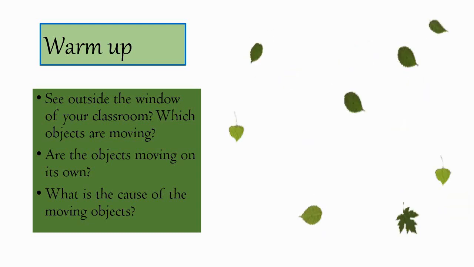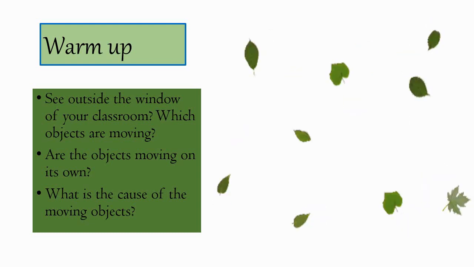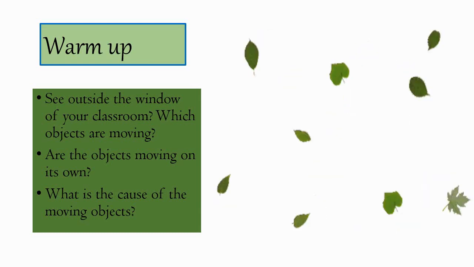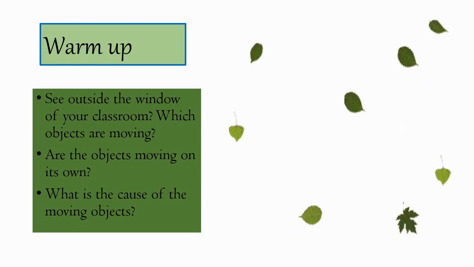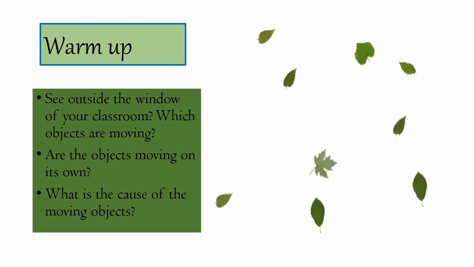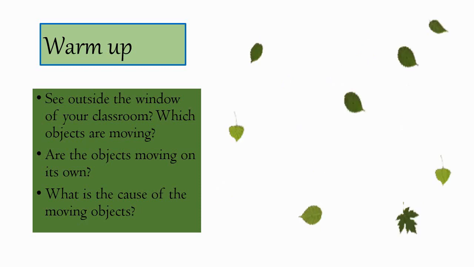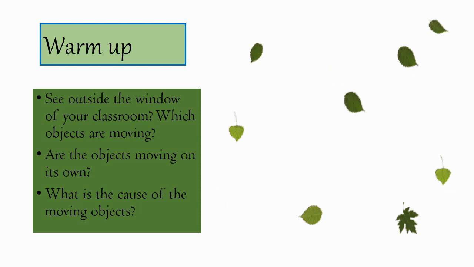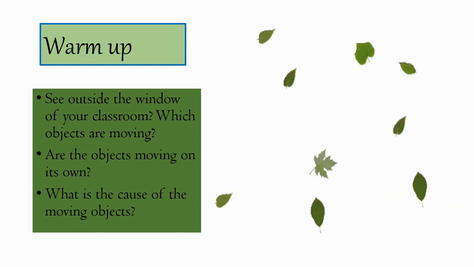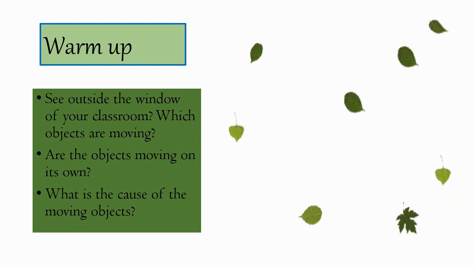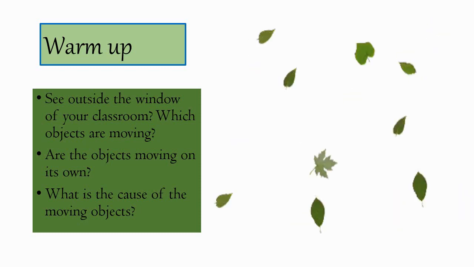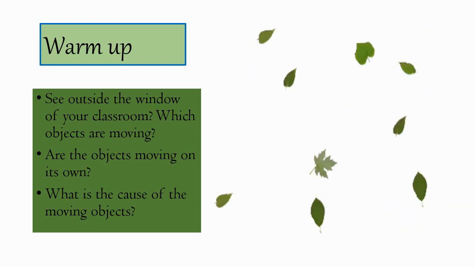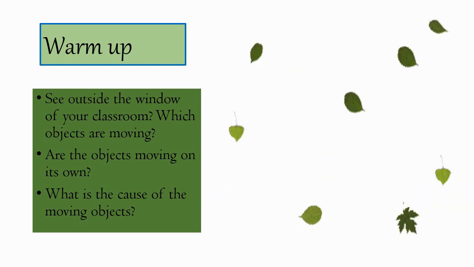See outside the window of your classroom or from wherever you are. Which objects are moving? Are the objects moving on their own? What is the cause of the moving objects? The factor that causes the objects to move is wind. We cannot see wind, but we can feel it. When certain objects in our surroundings move, we experience wind. The movement of air is called wind.